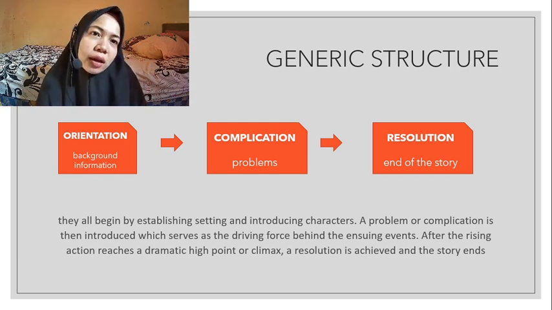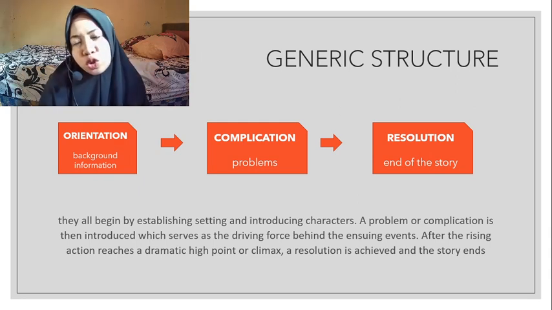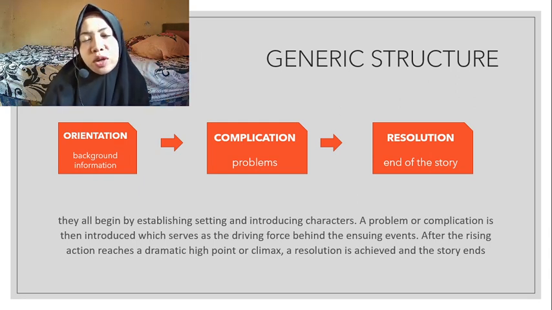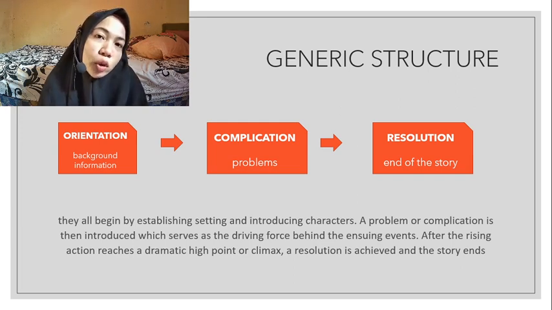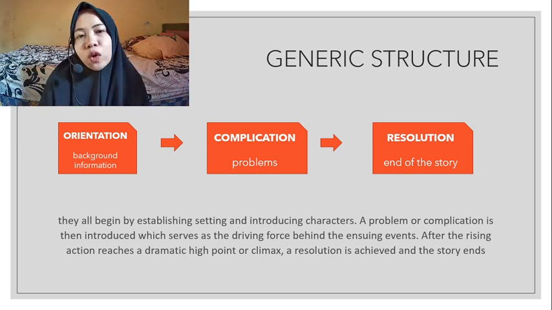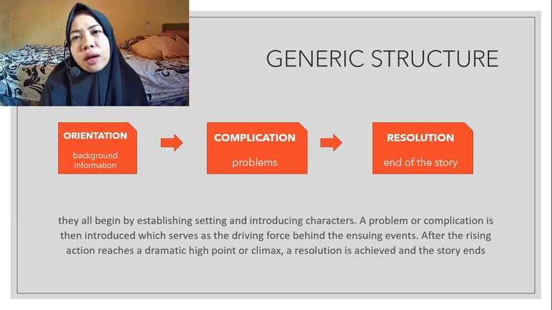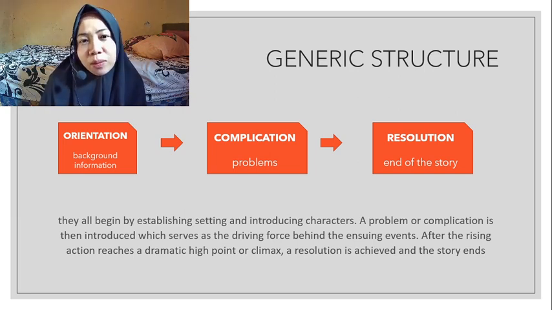And don't forget, actually, short story has some moral value. It can be found in the resolution, as it's called a coda. So your short story commonly consists of moral value or coda, what moral value can be taken from your story.